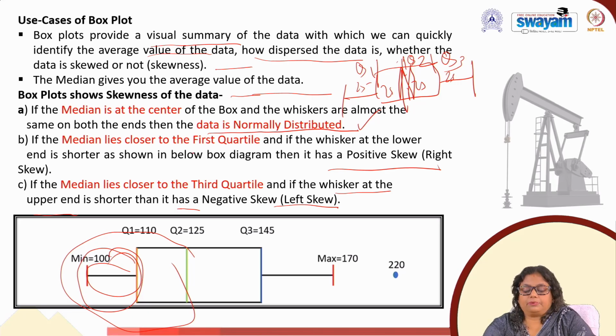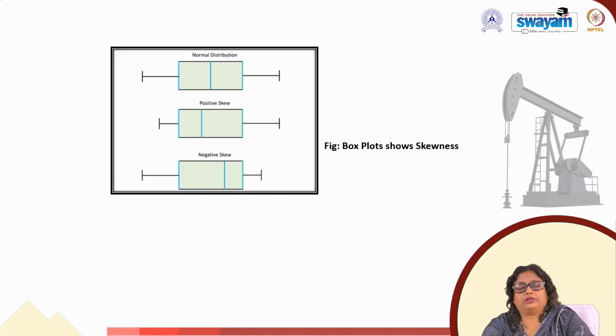So the box plot shows the skewness of the data, and with the position of the median we can conclude whether it is normally distributed, it is a positive skew, or it is a left skew. Okay, or right skew or left skew. This is the understanding about the box plot which shows the skewness of the data.